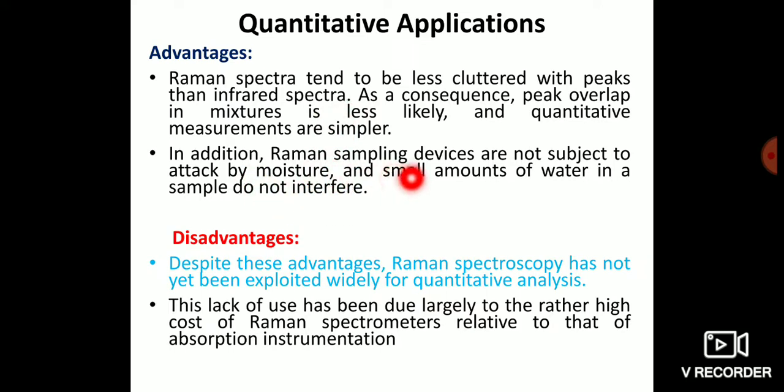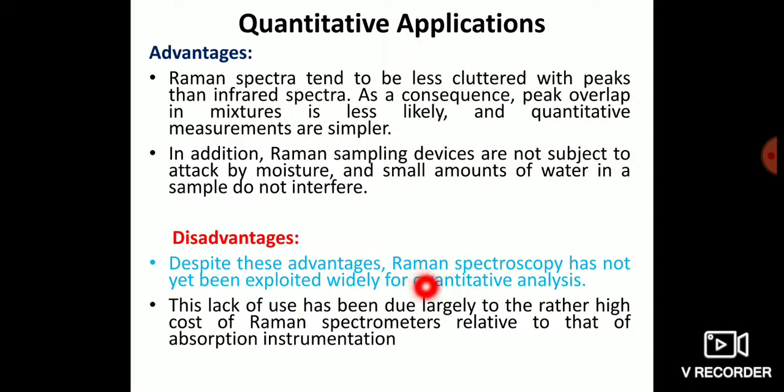इसके अलावा Raman sampling devices are not subject to attack by moisture and small amounts of water in a sample do not interfere. जैसे कि हम लोगों ने अभी डिस्कशन किया कि Raman स्पेक्ट्रोस्कोपी में एक्वस सॉल्यूशंस का भी यूज़ होता है, और उसके अलावा जो सैम्पलिंग डिवाइसेस हैं उन पर मॉइस्चर का अगर अटैक होता है तो जो भी वाटर है, मॉइस्चर है, और वो सैम्पल के स्ट्रक्चरल फीचर्स को डिटरमाइन करने में कोई इंटरफेरेंस क्रिएट नहीं करता है.